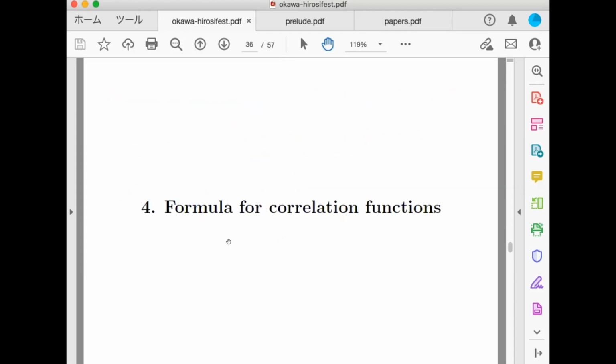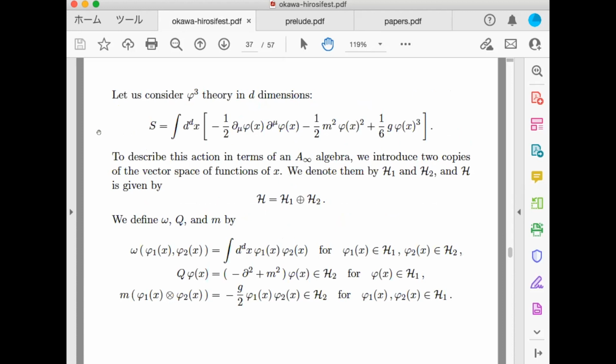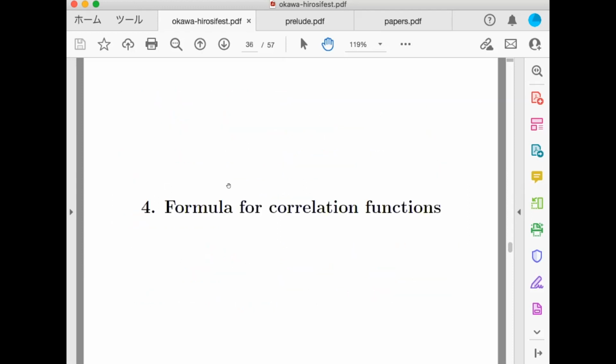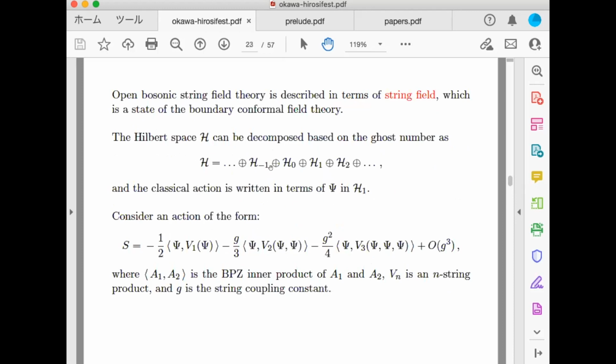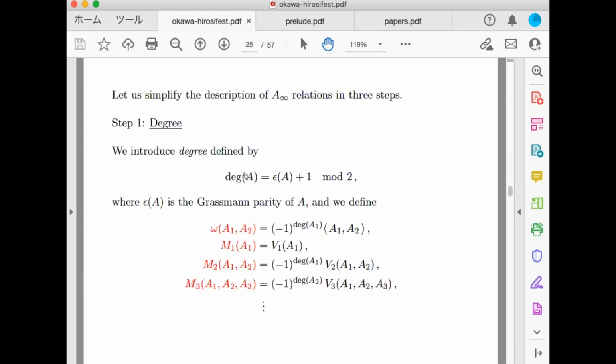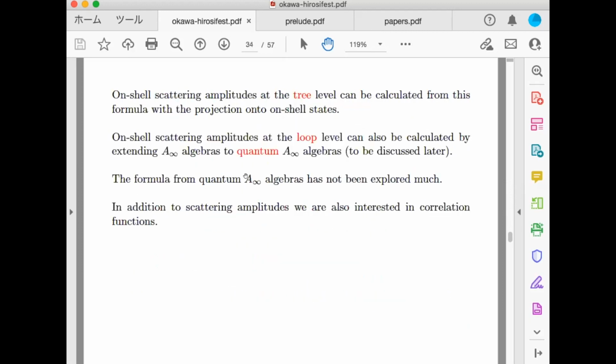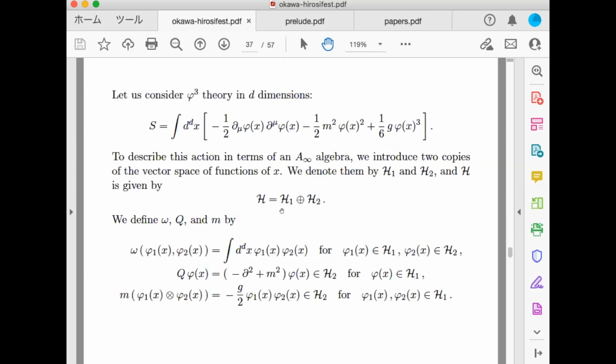So you may explain the formula for correlation functions for scalar field theories. Let's consider phi cubed theory in D dimensions. This is the action. And to describe this action in terms of algebra, in this case we need two copies of the vector space of function domain. In general we need sectors for the scalar. In the scalar field, we need two sectors, H1 and H2, sector number 1 and sector number 2. And we define omega, Q and M.